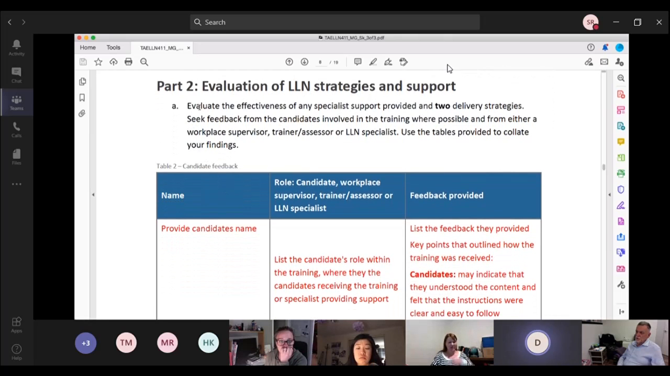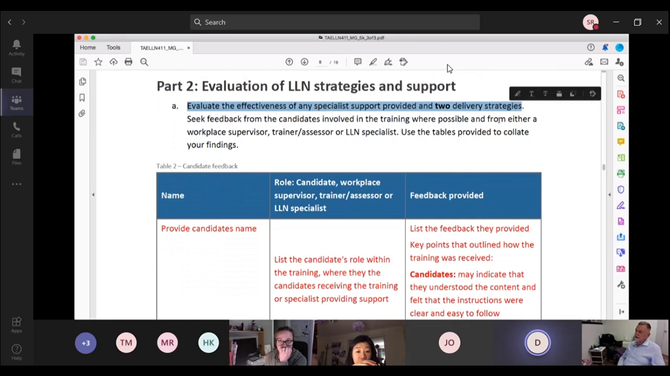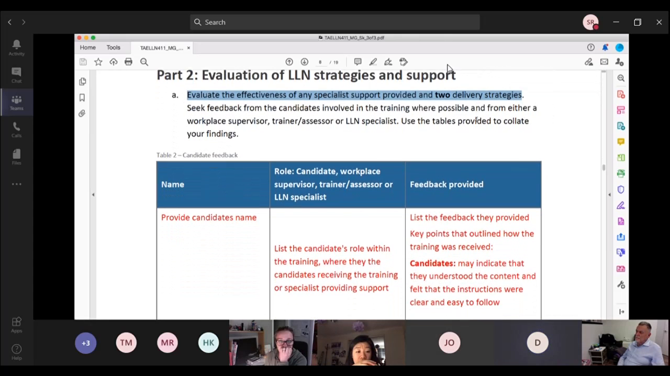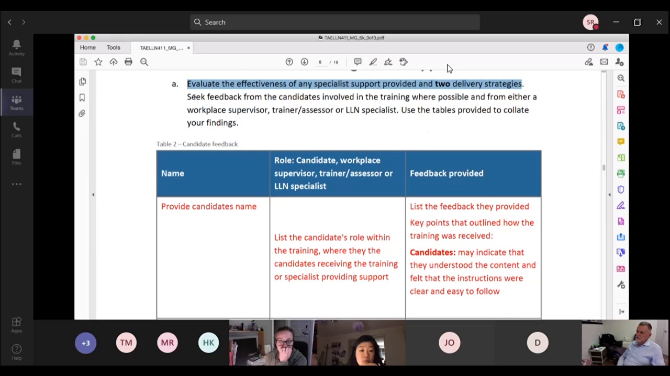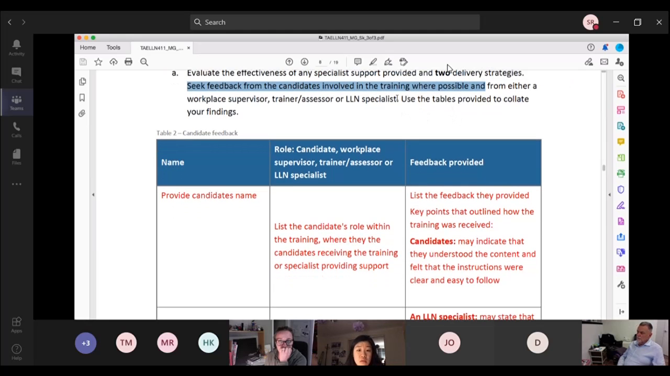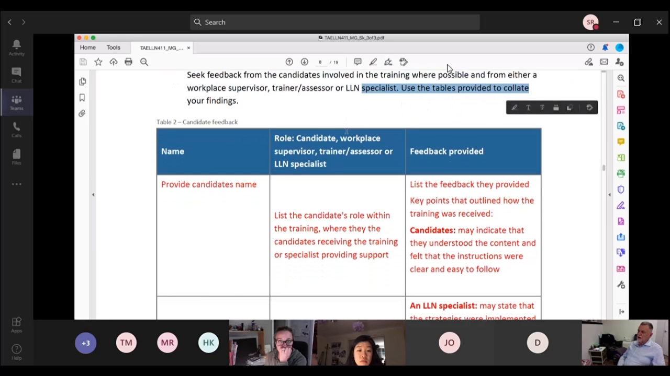First part, or part 1, or part 2, sorry, is evaluate the effectiveness of any delivery strategies that you may have used in your deliveries. Seek feedback from the candidates involved in the training where possible. But more importantly, use the tables below to collate your findings.